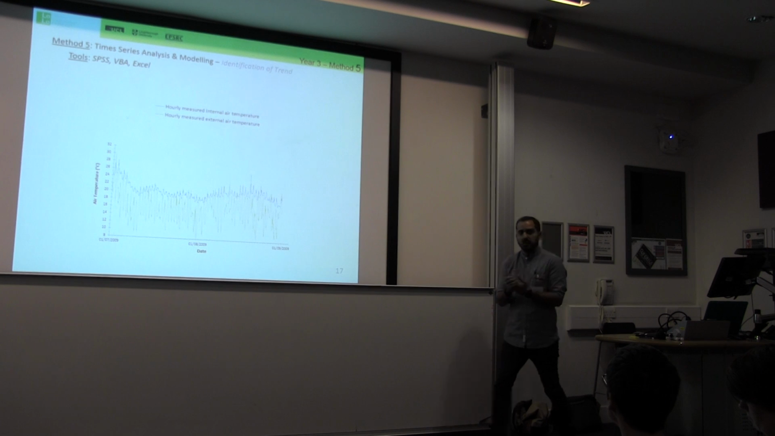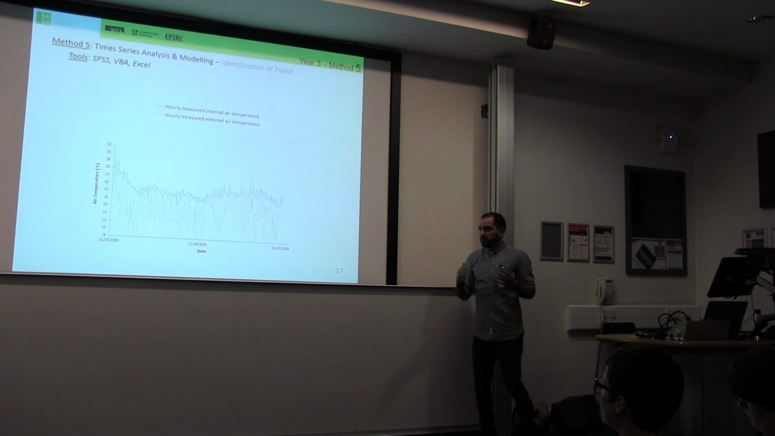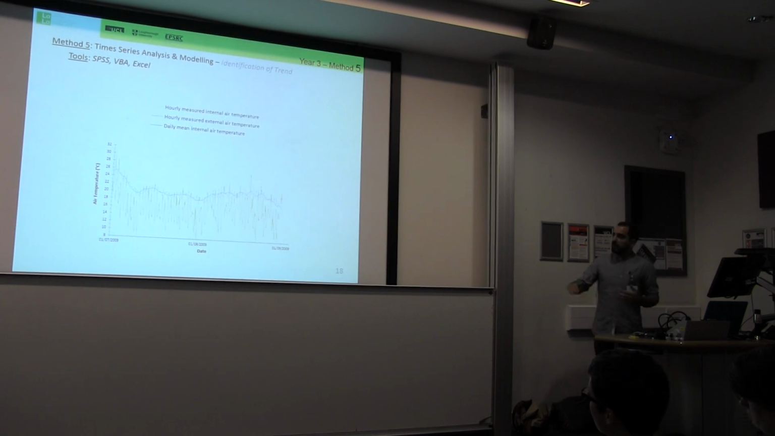So I've got good correlations between external and internal. So there must be a way that I can relate one to the other and forecast the internal based on the external. So there's my trend of the internal. That's my daily mean of the internal. And that's the daily mean of the external.